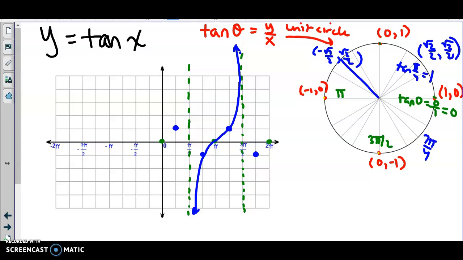All right. This would happen again. So 2 pi, you would have 5 pi over 2 over here. I'm just going to show you just another one just so we have it.